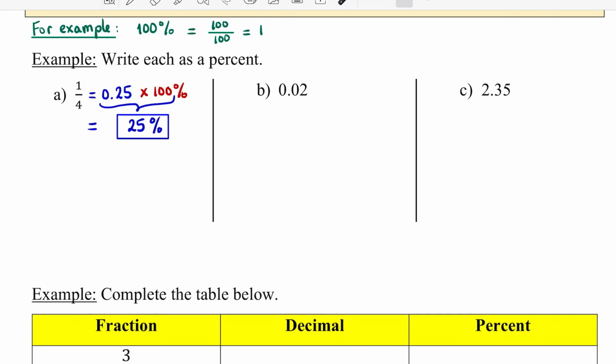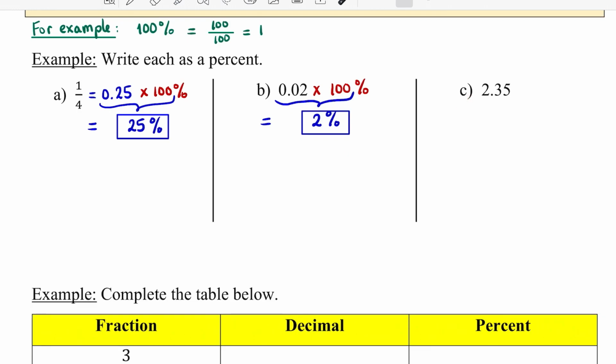Question B. I want to write 0.02 as a percent. The number 0.02 is already a decimal. So in order to write 0.02 as a percent, I'll multiply this by 100%. And I will take 0.02 times 100. That gives me 2. And I'll carry down the percent notation. 0.02 is equivalent to 2%.